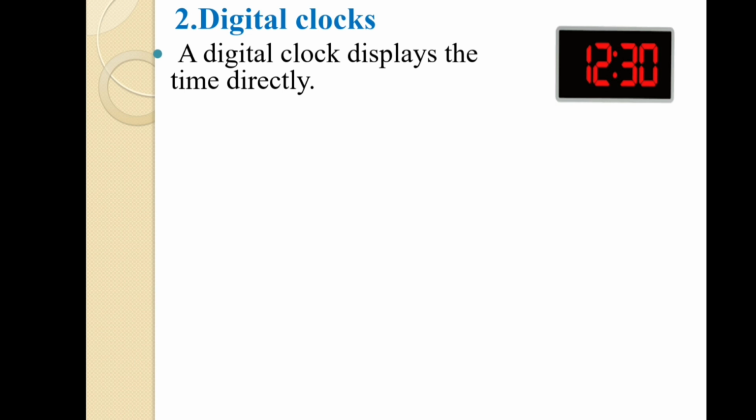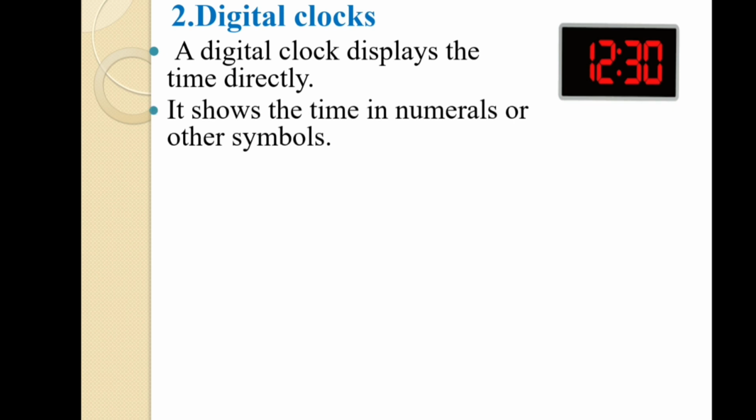When you see here, this 12 is mentioning the hours, and this 30 is mentioning the minutes. So as you see the clock, you will say the time is 12:30. You no need to search for the hour hand or minute hand for telling time. It shows the time in numerals or other symbols. What are numerals? Numbers. It will be showing the time in numbers or in any other symbols.